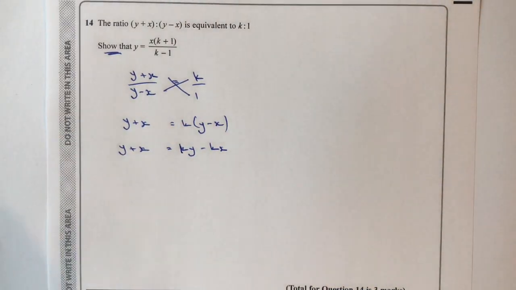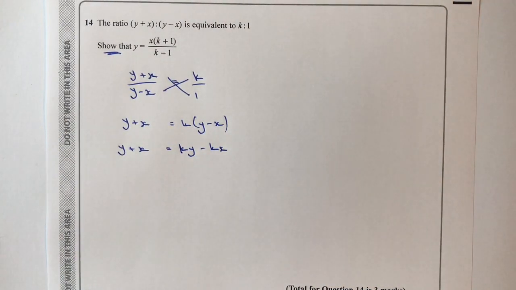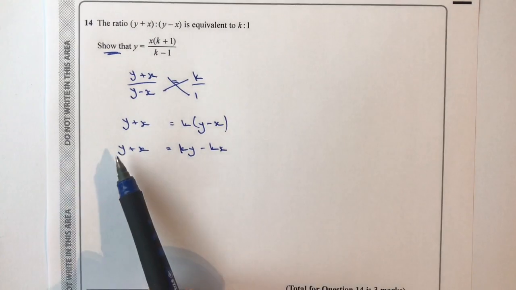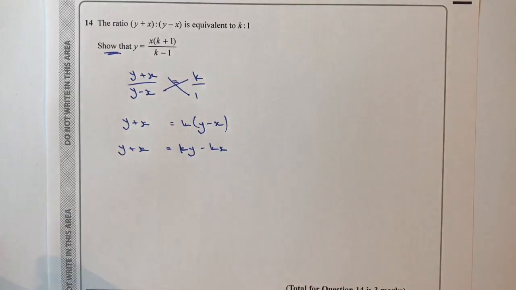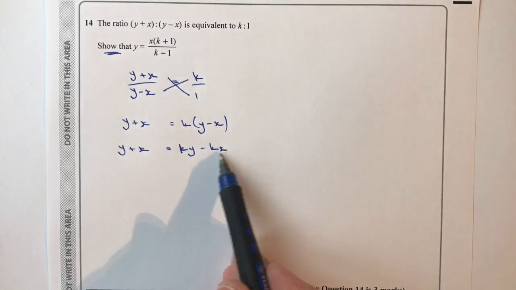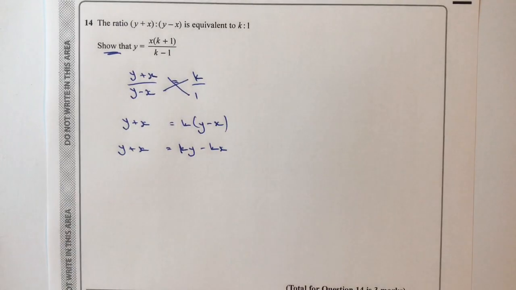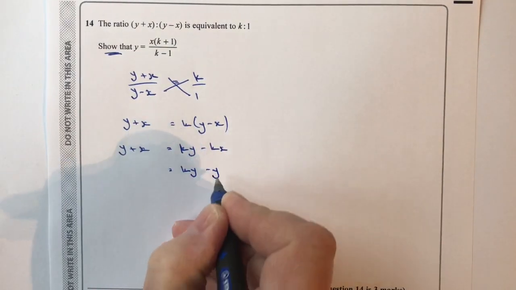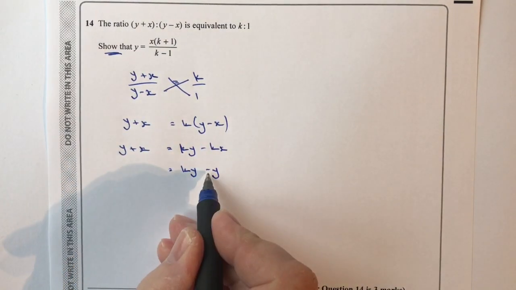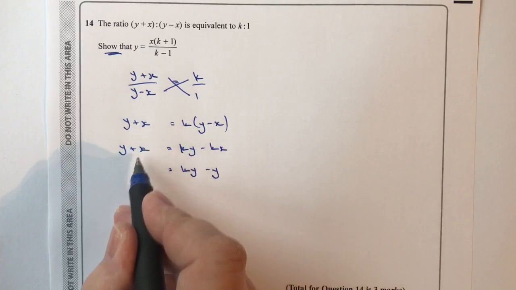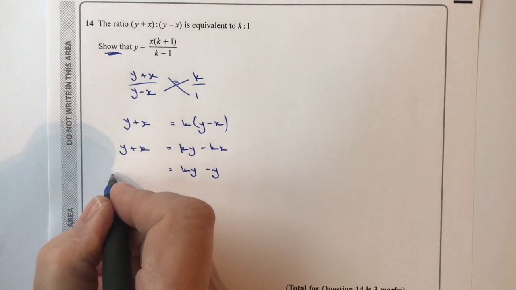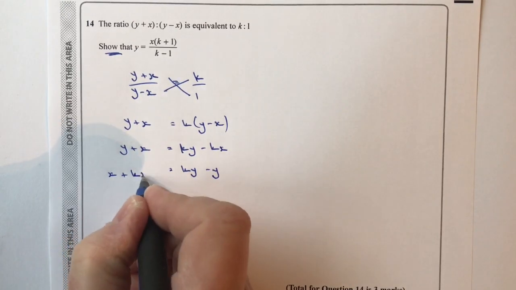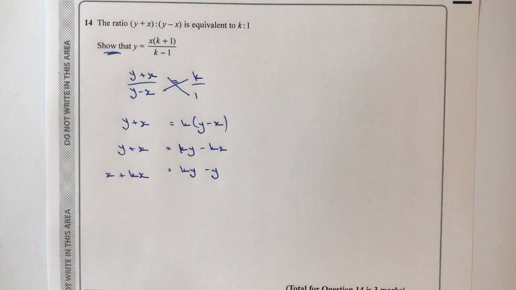Okay, and then I'm going to get my y's on one side and everything else on the other. So what I can do is bring this y over to the right hand side, and take this kx over to here. So if I take the y over, I'm going to minus it, so I get ky minus y, which is this y over here, and then this I'm going to bring over to the left hand side by adding, so I get x plus kx. Okay, hope that's all right for you.